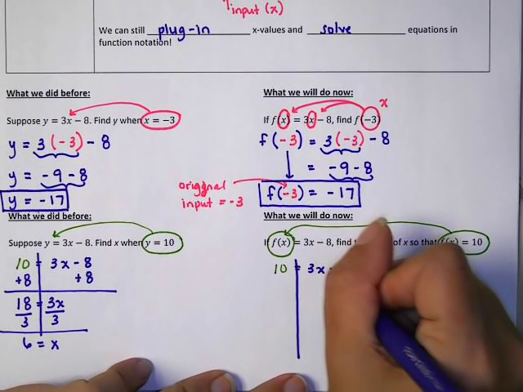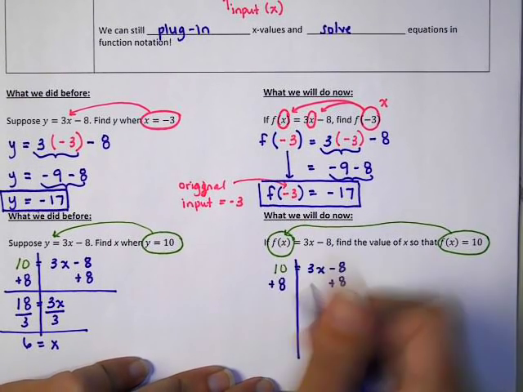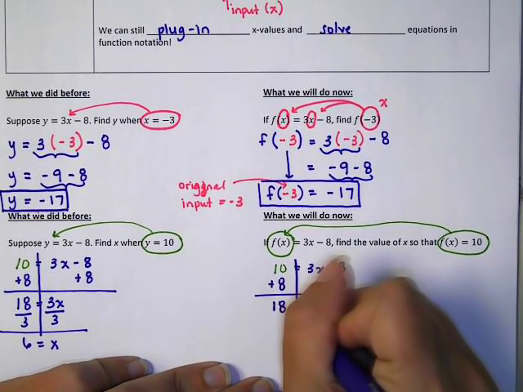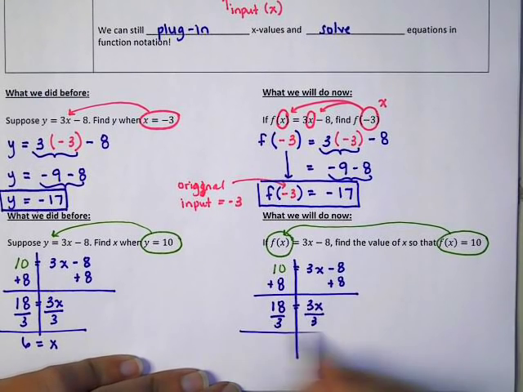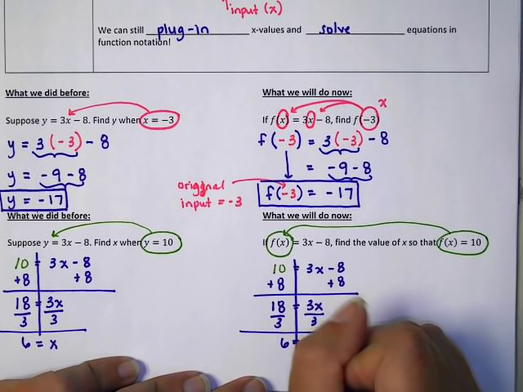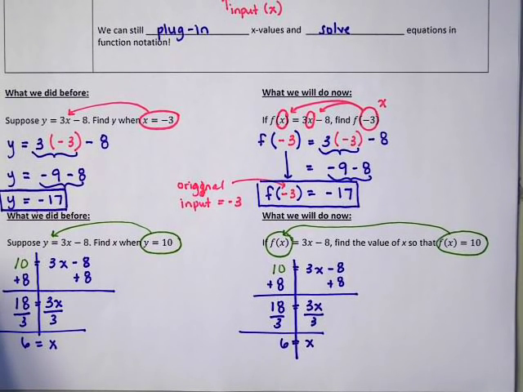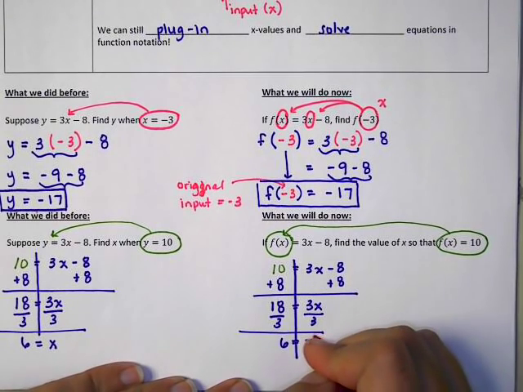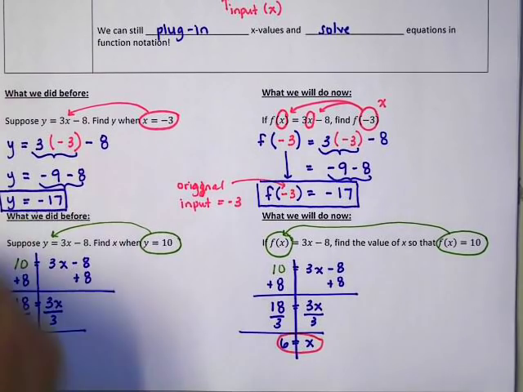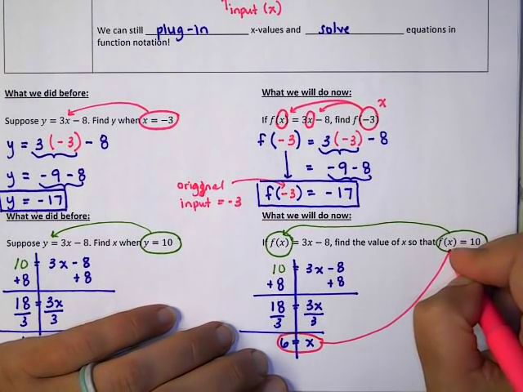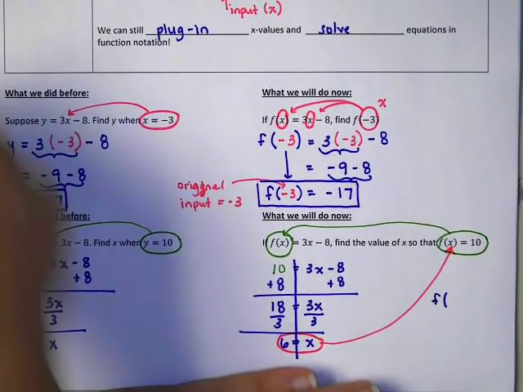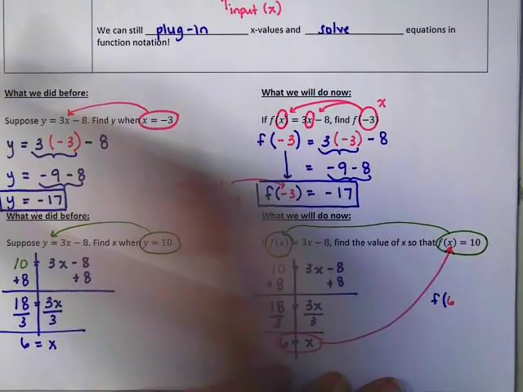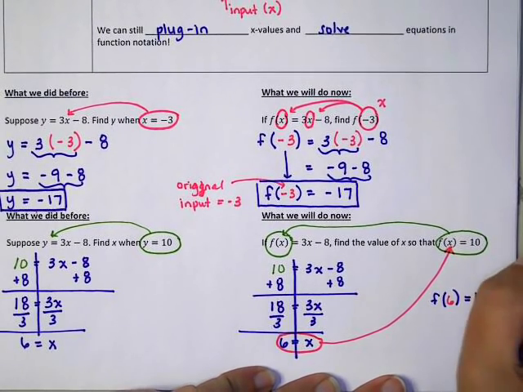Now, just like before, we're going to need to rearrange this using our solving equations process. So I would add 8 on both sides. I would get 18 equals 3x, and I would divide by 3 on both sides. So I would get 6 equals x. But when I write my final answer here, it's going to look a little different. I know now that my x value is 6. So what I'm going to do is take that 6 and write it inside of this parentheses. So I would have f of 6 equals 10, instead of x equals 10.